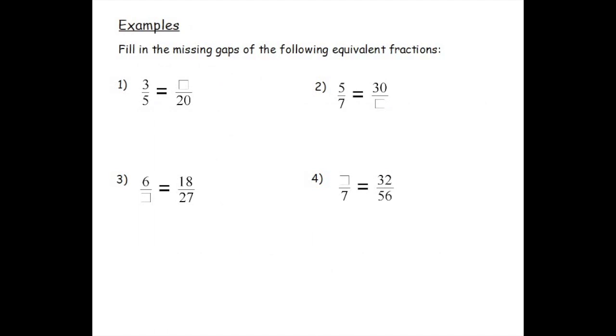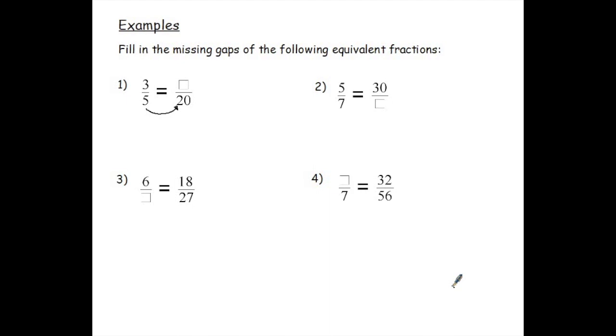Now filling in the missing gaps of these equivalent fractions. Remember that equals means that 3/5 is equal to something over 20. Whatever you've done to the number on the bottom, you need to make sure you do to the top, and vice versa. This 5 here has changed to a 20, and you want to look to see what's happened. Like when we were simplifying, you had to divide both the numerator and the denominator by the same thing. It's the same here, but this time we're making the number on the bottom bigger.